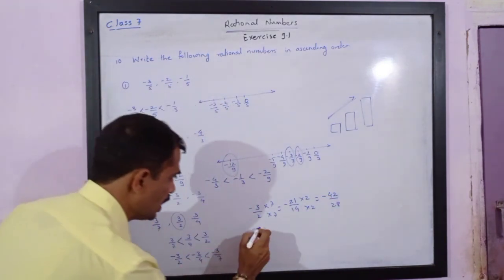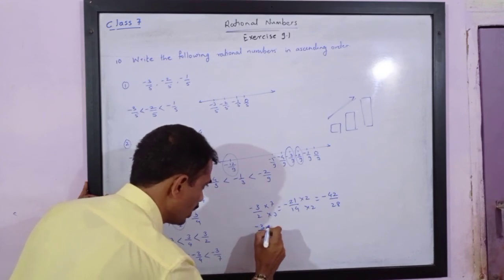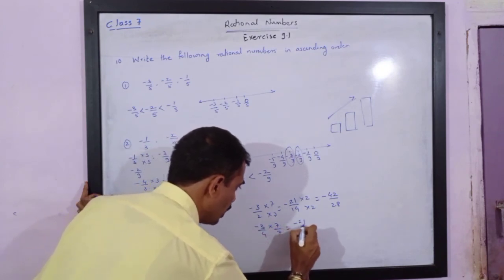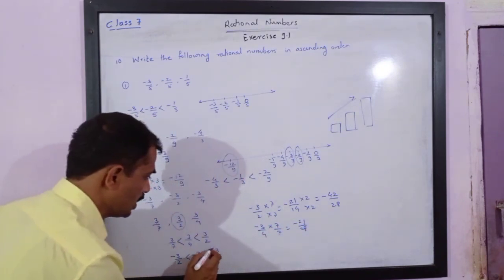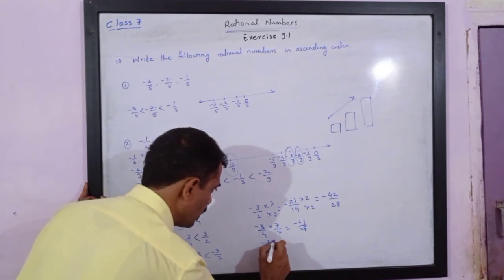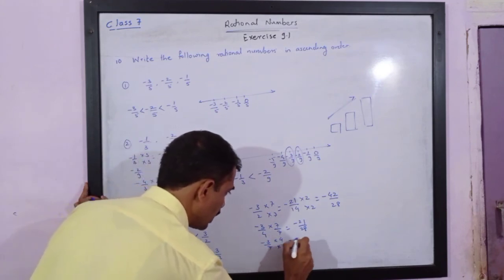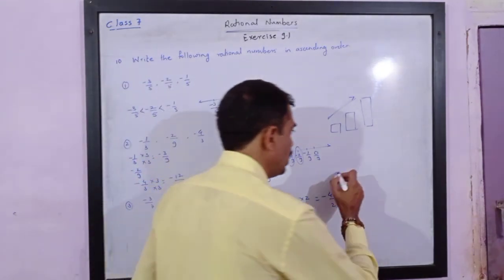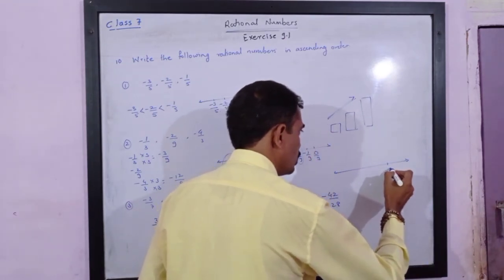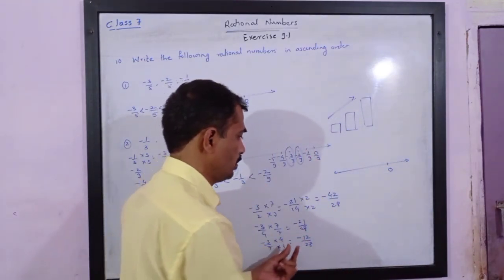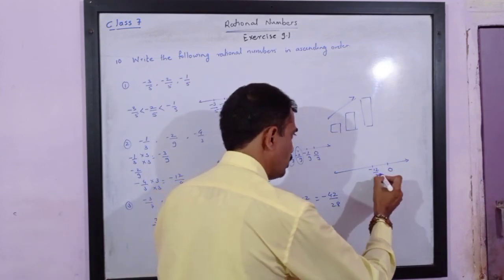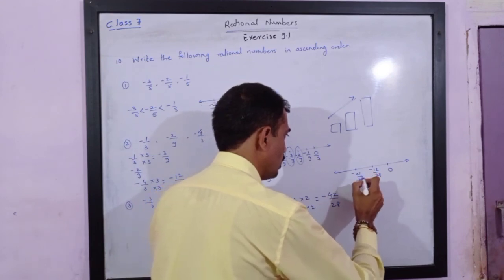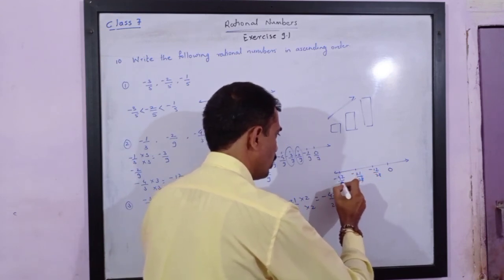Now the second fraction is negative 3 upon 4. If you multiply this by 7, we will get negative 21 upon 28. And last is negative 3 upon 7. If you multiply this by 4, you will get negative 12 upon 28. Now, if you plot a number line with denominator 28, you will get 0. First will come negative 12 upon 28. Then we will get negative 21 upon 28. And lastly, we will get negative 42 upon 28.